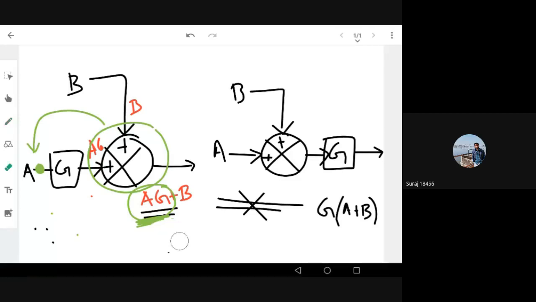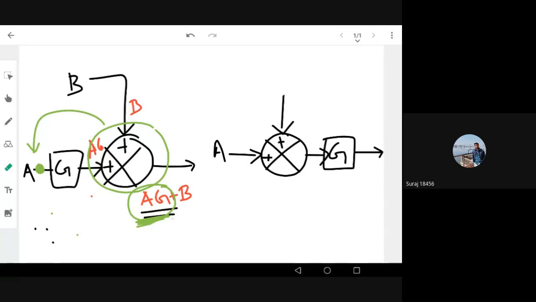My output should be matching in both block diagrams because both are the same. I'm trying to simplify, so the output or transfer function should not change. So what should I do? I need to add something here. What should I add? B is going. I need to add a 1 by G here so that my output remains the same.